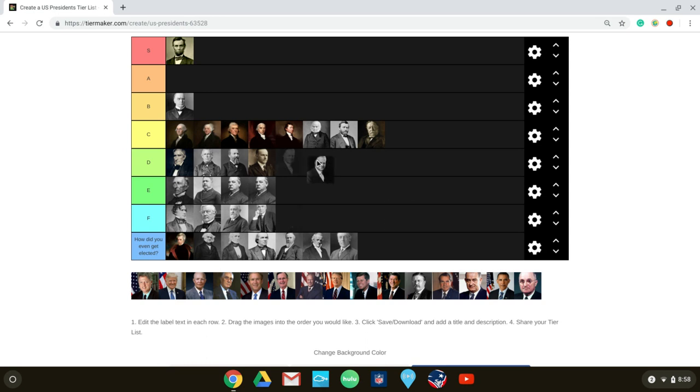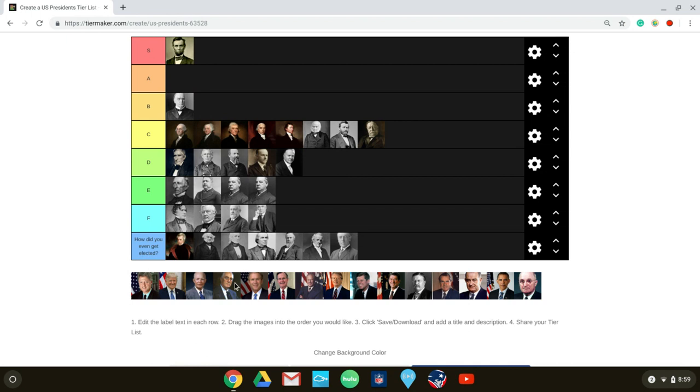Herbert Hoover, I would say, is also D tier, because I do feel bad for Herbert Hoover because he did inherit the nation at its most difficult time. But at the same time, Hoovervilles, the shanty towns, were named Hoovervilles for a reason. He really didn't do much, and he was not an inspiring figure when America needed one.